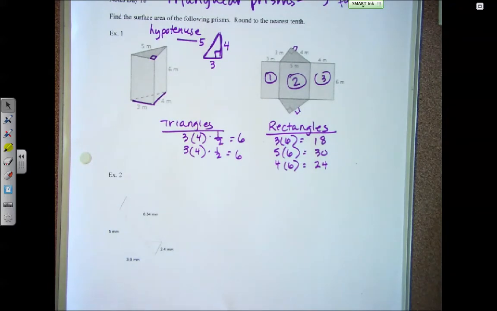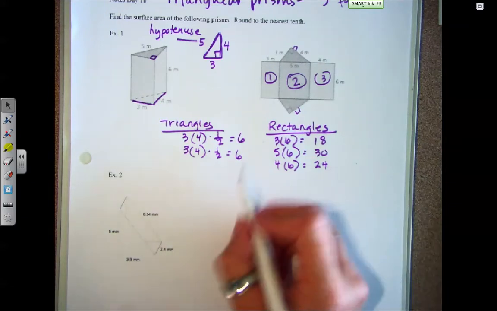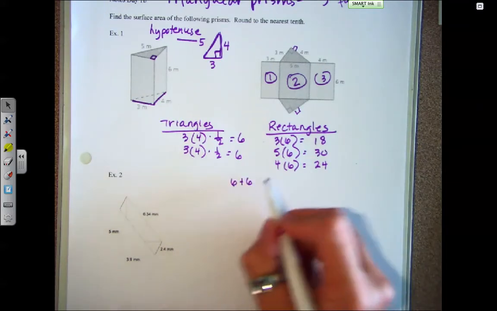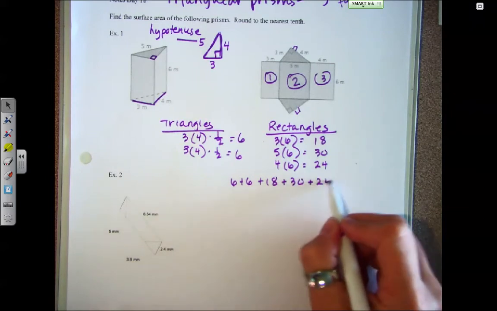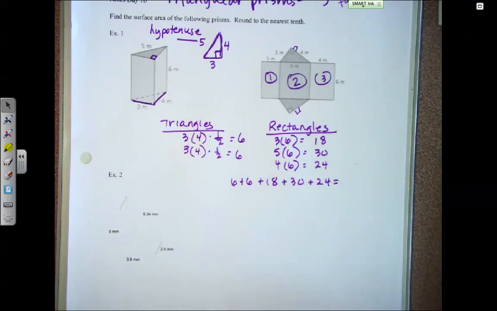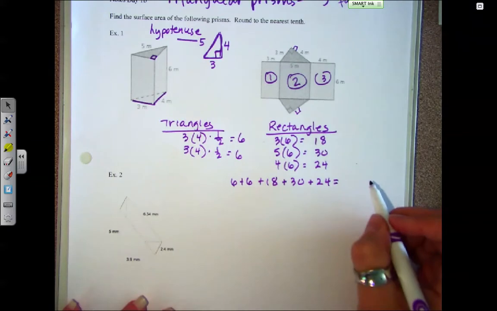What do I do with all of these? Add them together. So I have 6 plus 6 plus 18 plus 30 plus 24, which gives us a total surface area of 84.